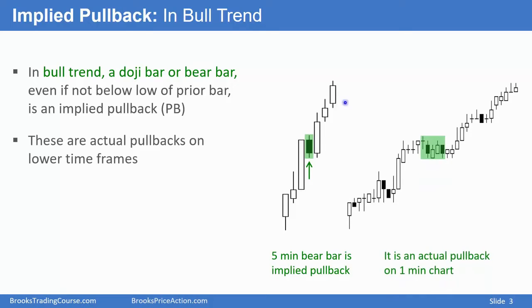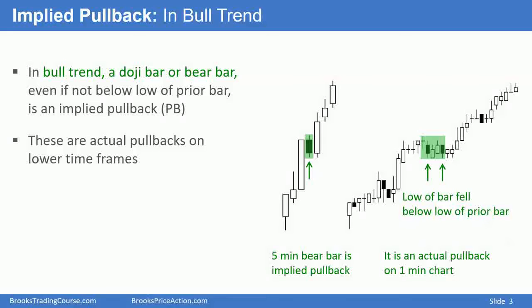So for example, a 5-minute chart, no pullback, but we have a bear bar and we have a big tail. 1-minute chart, you can see this bar went below the low of that bar. So in fact, there was a pullback. So this bear bar on the 5-minute chart is an implied pullback. It implies that there is a pullback taking place, not on the 5-minute chart, but on a lower time frame chart. And likewise, this tail right here, where the market went up and down, here it is here, up and down. And in fact, this bar traded below the low of that bar on the 1-minute chart. So there was a pullback here.